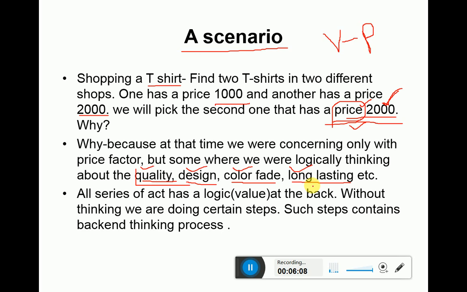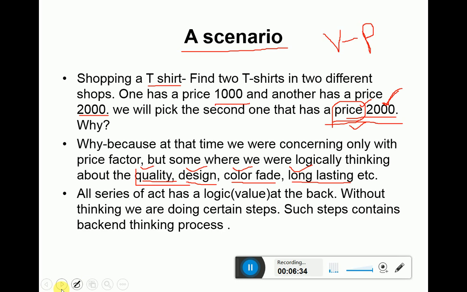That is called value. Hope inshallah a bit of an idea will be clear. The action at the back of the action, the behind the scenes, definitely you see the value work out. So that importance is known as value. Hope inshallah a bit of an idea will be clear about the value.